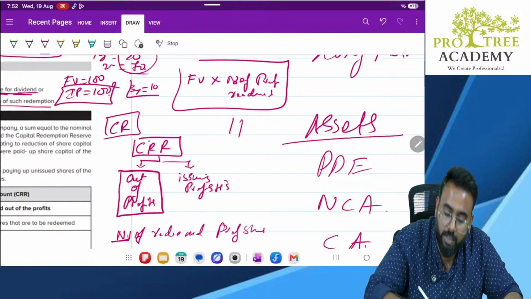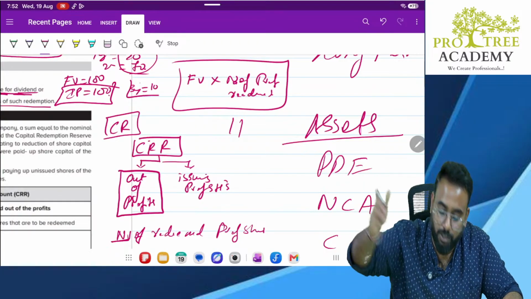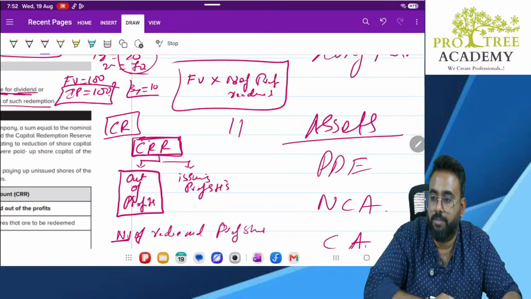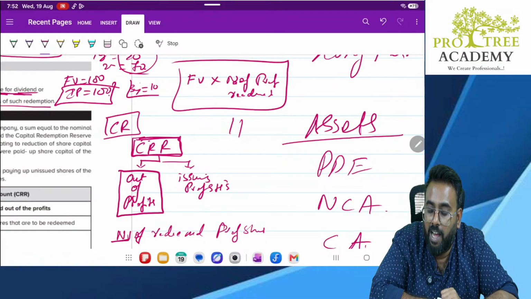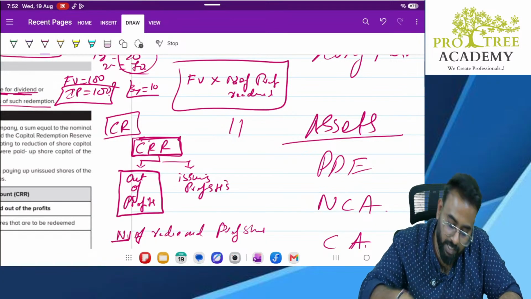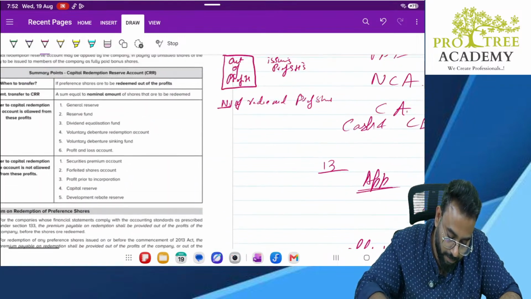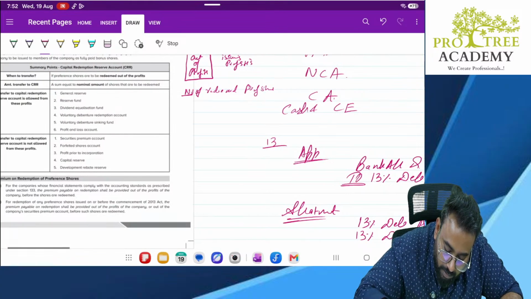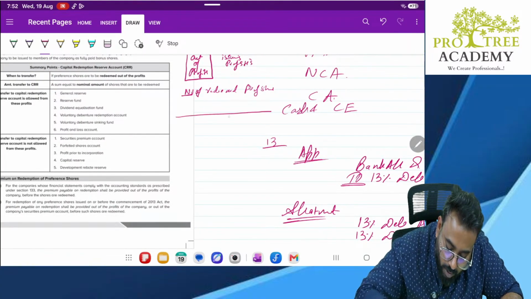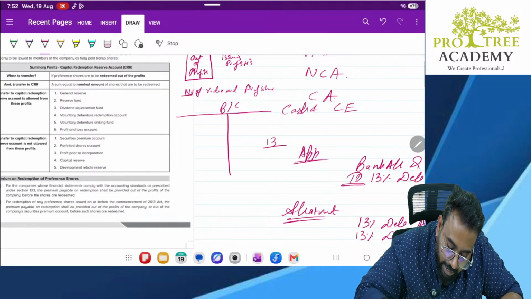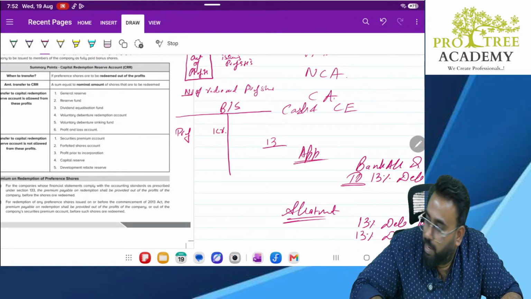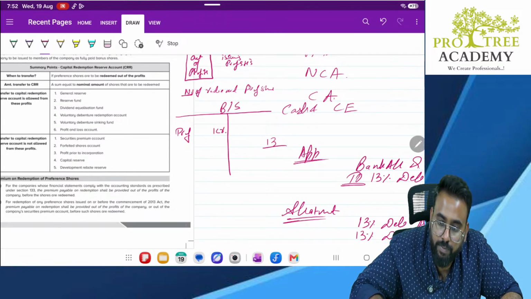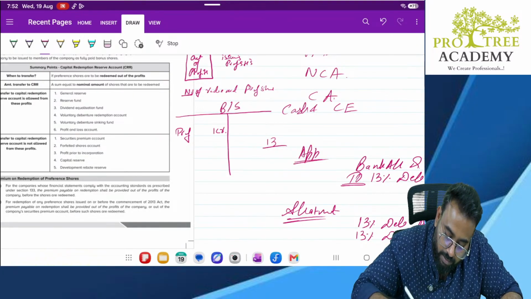this is the nominal value. This value should be transferred to CRR account. Sir, why? What is the logic behind this? I'll tell you what is the logic behind this. Say, for example, for your understanding, I am showing a horizontal balance sheet. Say, I had preference shares of 1 crore last year.